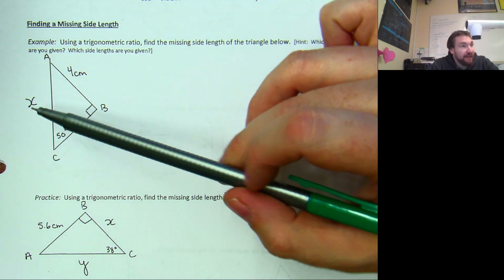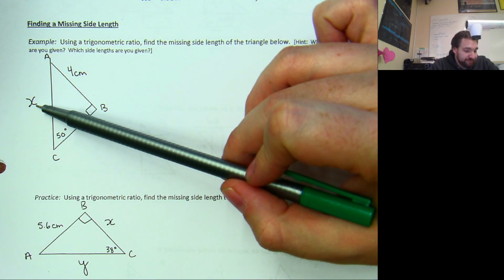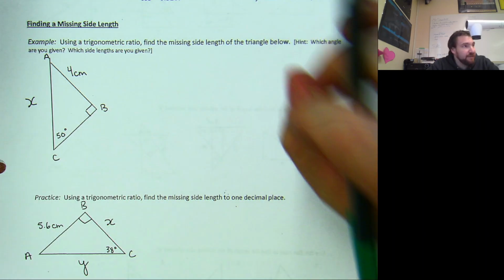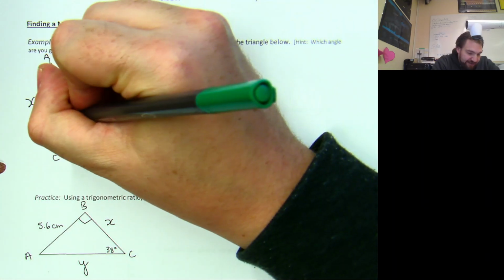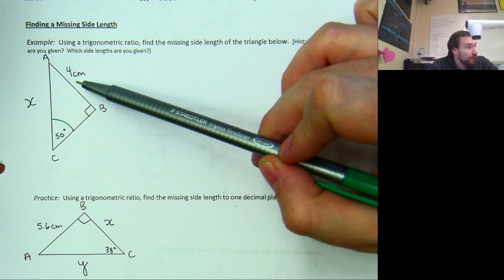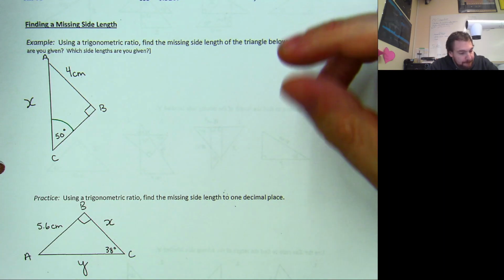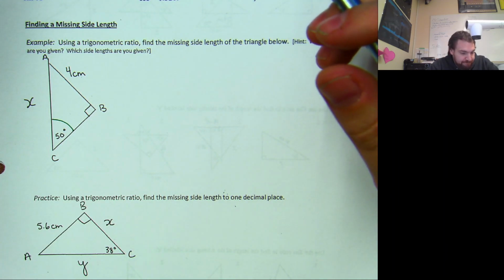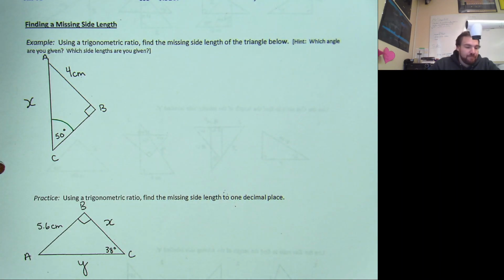How would I find this missing side, given the information that I have presented in the triangle? I've got this angle down here, and I've got this side, 4 centimeters. What would I do? So that would take the cosine of 50. Why? What's the ratio? Why cosine? Because you always... oh no, I just thought C.